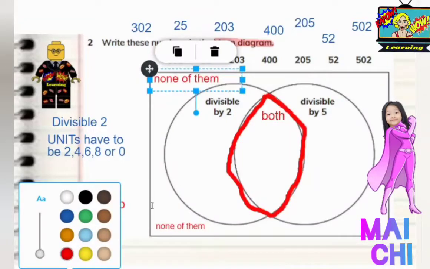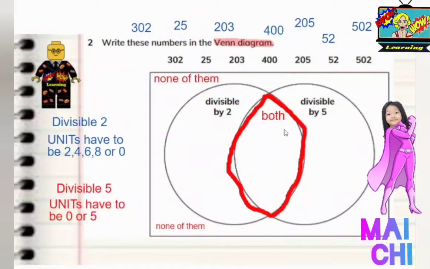So if it's in the circle, yes. If it's both, if it's in the middle, it's both. Right, so let's have a look. 302, Mai Chi. What's that? Is that divisible by 2? It is divisible by 2. Is it divisible by 5? Nope. Right, so we put it over here. Excellent. Right, let's do the next one.